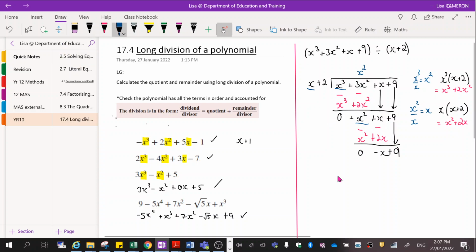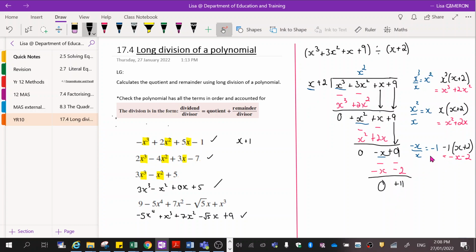Okay, so now repeat the process again. This is the term that we're looking at. So negative x divided by x is equal to negative 1. So now work out what would have to be taken away. Negative 1 times x plus 2 is equal to negative x minus 2. Minus negative x minus 2. Negative x minus negative x cancels out to be 0. 9 minus negative 2 works out to be positive 11.